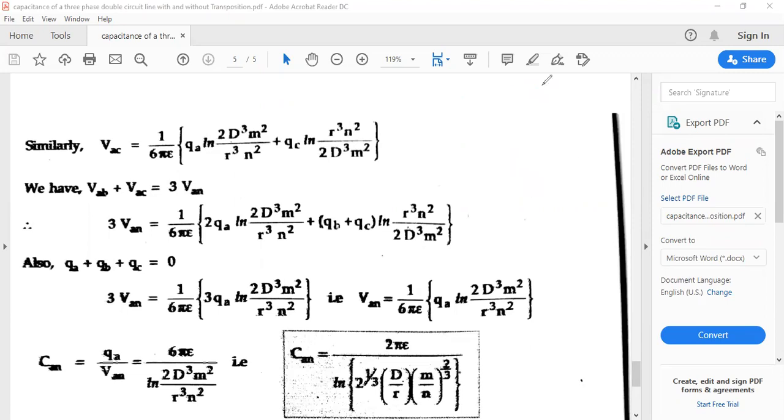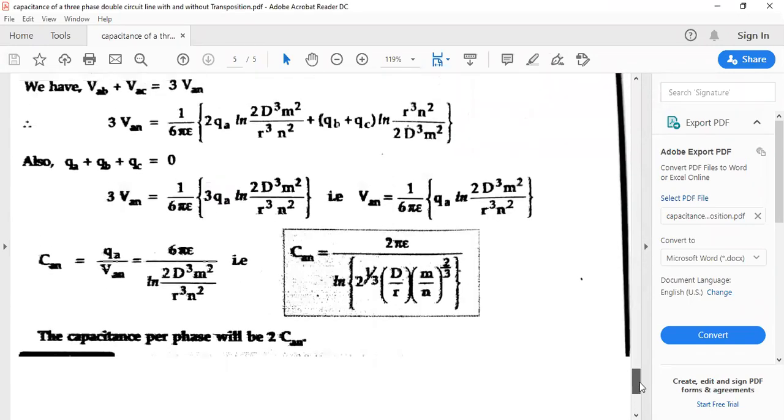There is a detailed explanation, but if I go on with it, it would be quite lengthy. You can know that VAB plus VAC equals 3 times VAN. So 3 times VAN equals 1 divided by 6 pi epsilon, and if you add it, similar steps follow. So 3 QA. The 6 ones, 3 ones, 3 twos you can work out, or directly cancel them here. That is left to the individual to carry out the derivation. So QB plus QC is minus QA.